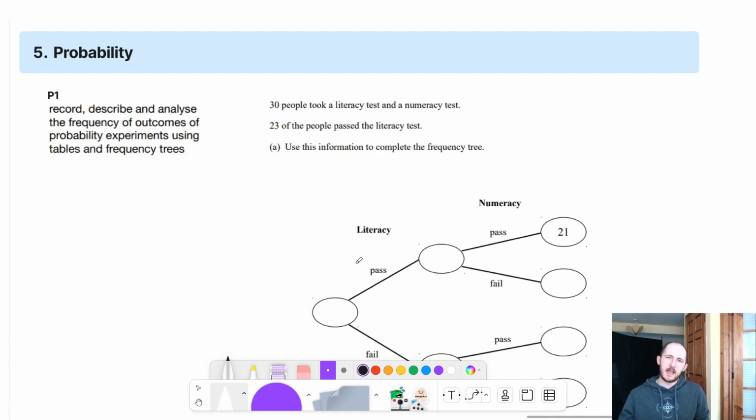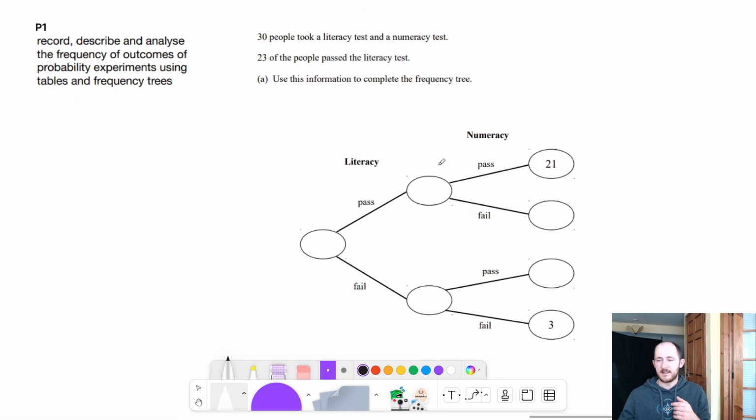Probability, probably one of the scary topics. All you have to do, I'll go through this quite slowly, but the first one, there aren't many points, by the way, in this. It's just that probability really sucks. Record, describe, and analyze the frequency of outcomes using tables and frequency trees. This here is a frequency tree.